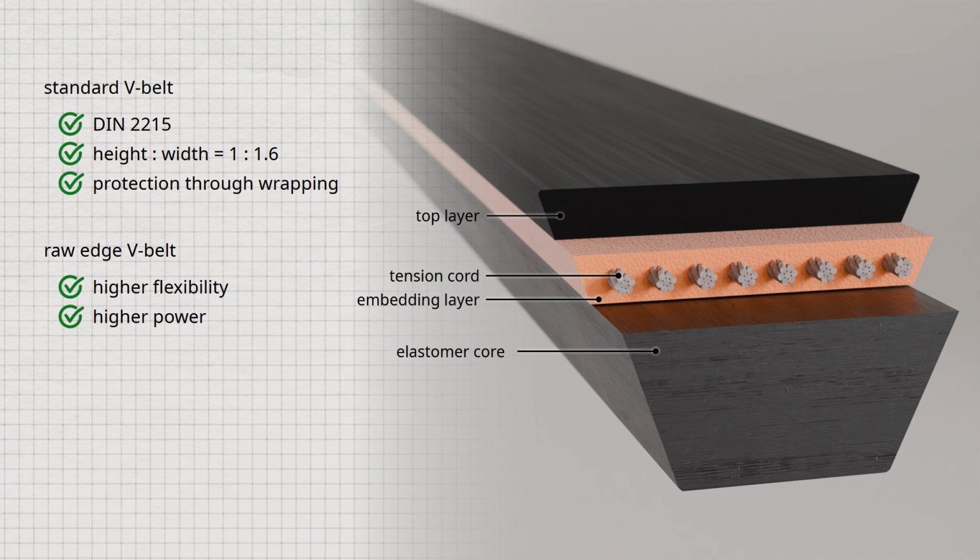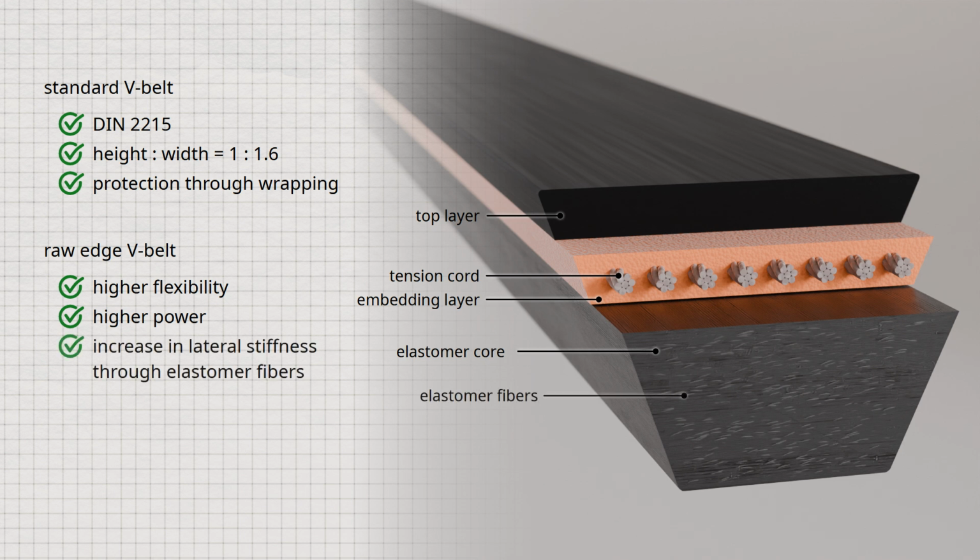To improve lateral stiffness, elastomer fibers are often incorporated into raw edge V-belts at right angles to the running direction. The advantage of raw edge V-belts is reduced wear due to the absence of wear-prone wrapping and the resulting smoother running.